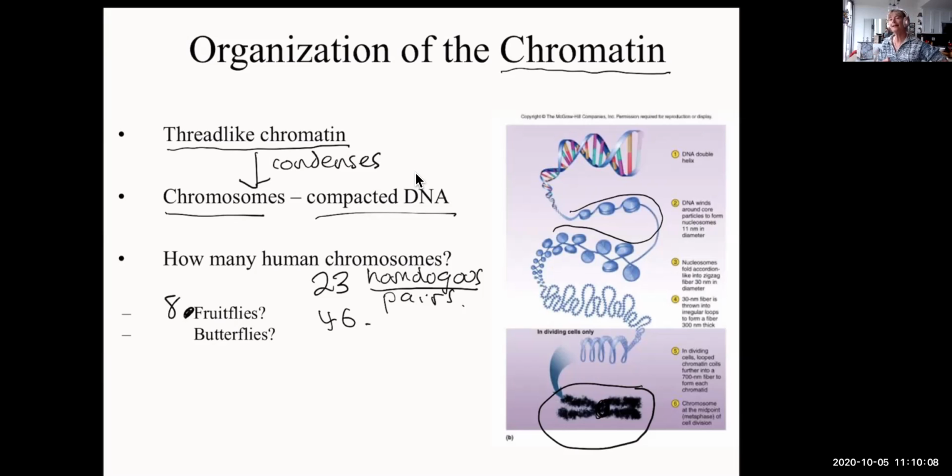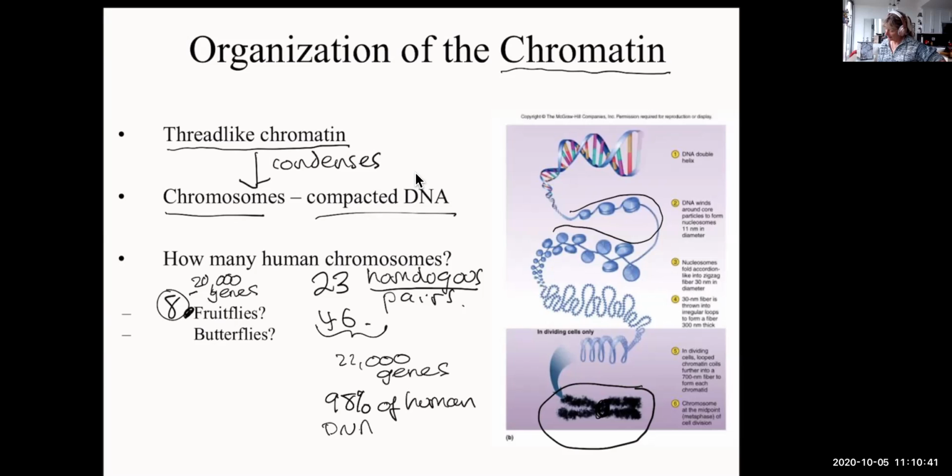They have 8. But interestingly, fruit flies have, I've heard varying numbers, but say they have about 20,000 genes, 8 chromosomes. Humans have about, the number changes sometimes, but around 22,000 genes. So only about 98% of human DNA is coding, codes for any proteins at all, as far as we know.